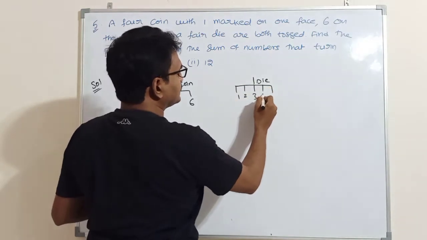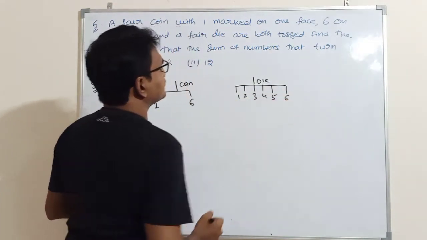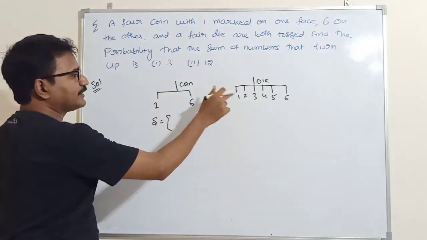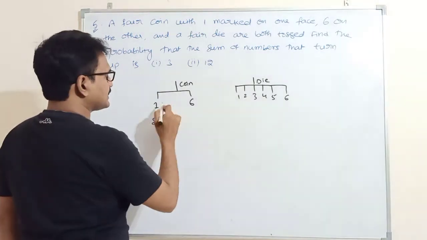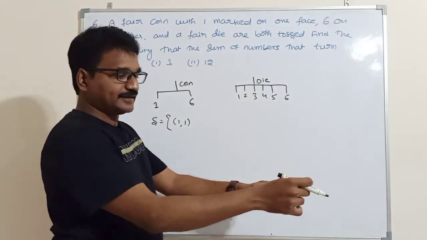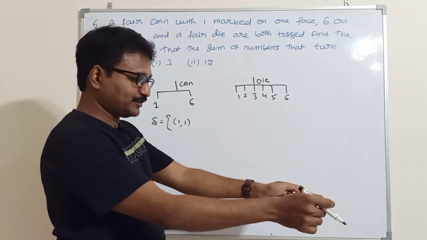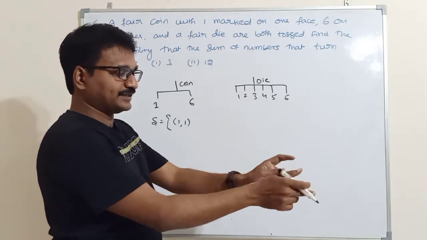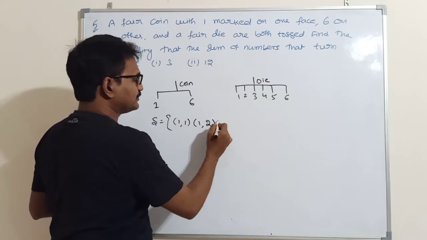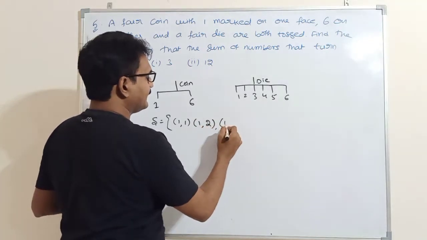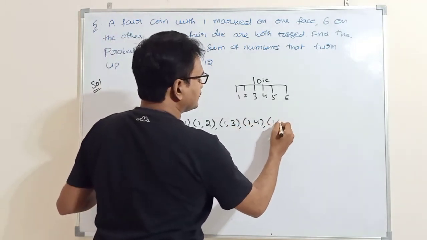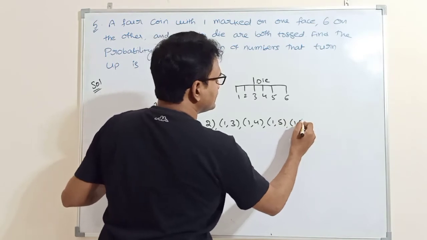1, 2, 3, 4, 5, 6. Both are tossed. Then what is the sample space? If coin and die are tossed, then what is the sample space? Either 1, 1 can show. Coin in the left hand and die in the right hand if we throw at a time. So coin may show 1 and die may show 1, or coin 1, die 2, or coin 1, die 3, coin 1, die 4, coin 1, die 5, and coin 1, die 6.